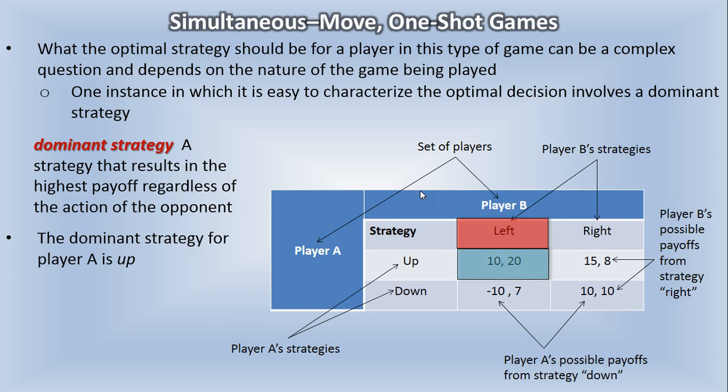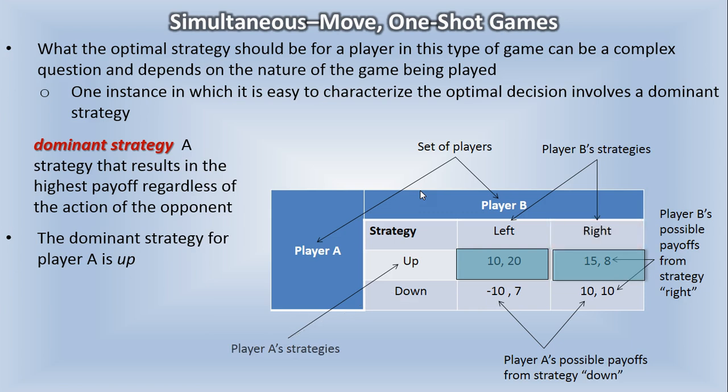As a player in this game, I understand what everybody can do and what the payoffs are. So I should also consider what I should do in response to player B playing right. So if player B chooses right, then I can choose down and get 10 units, or I can choose up and get 15 units. And obviously 15 is better than 10. So I'm going to choose up as well if player B were to choose right.